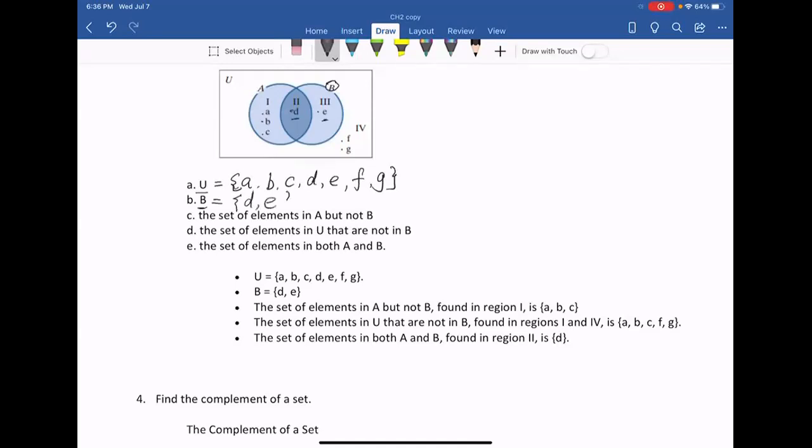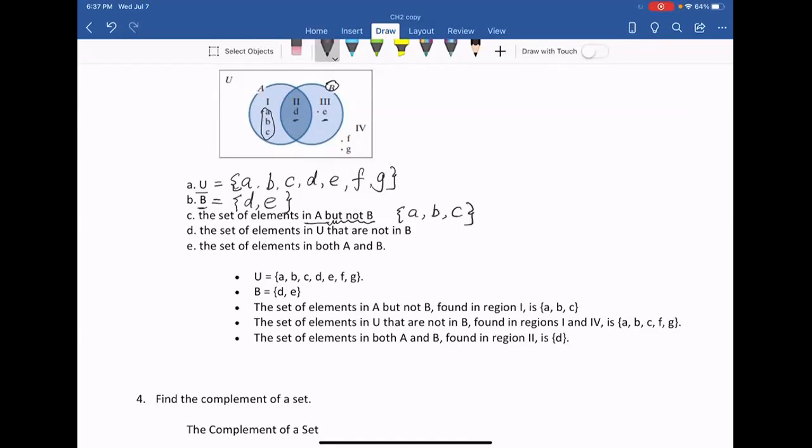D, E. Next one, the set of elements in A but not B. So the element is in A, but not B. This area is in B, so I only count the elements here without counting the elements here. So this set includes A, B, and C without the element D.